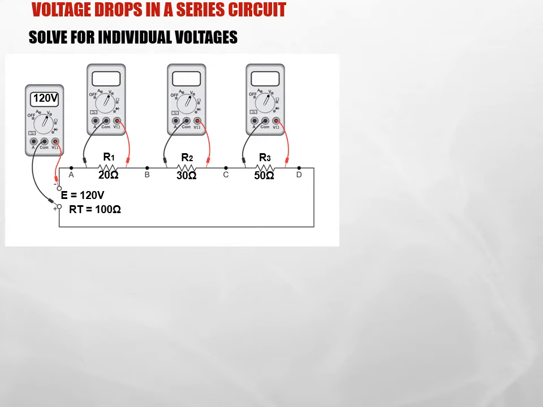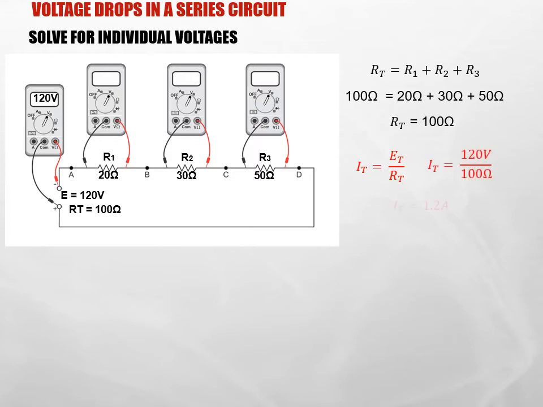So here we have our circuit again of R1 of 20 ohms, R2 of 30 ohms, and R3 of 50 ohms. That gives us a total resistance of 100 ohms. When we apply 120 volts to the source, that gives us a current of 1.2 amps. Since the current is common to R1, R2, and R3, they all have the same current of 1.2 amps. We now have a current at each of those locations.